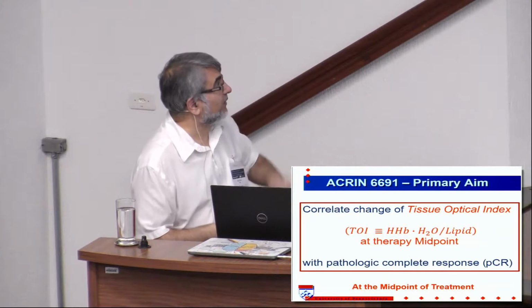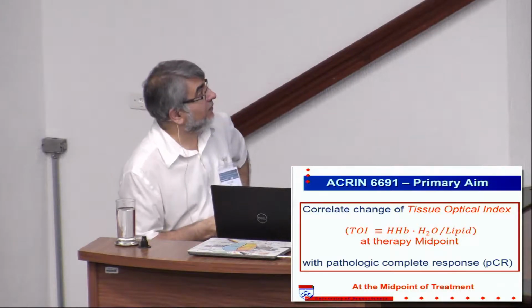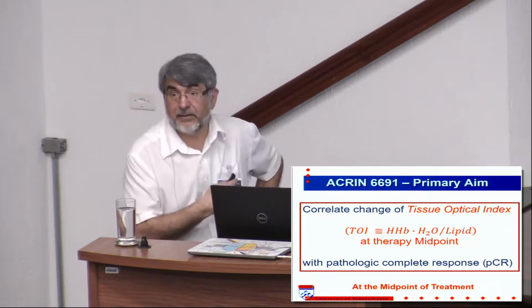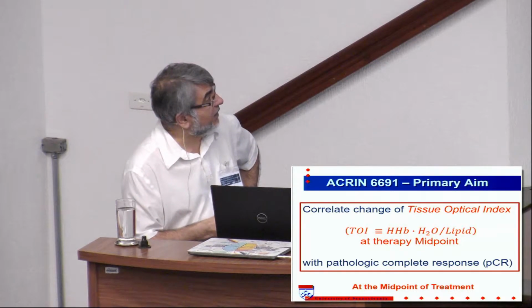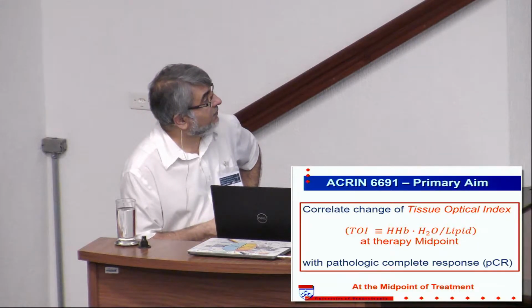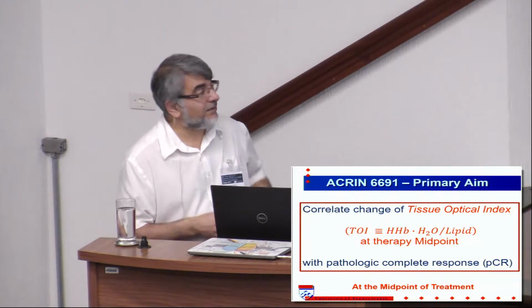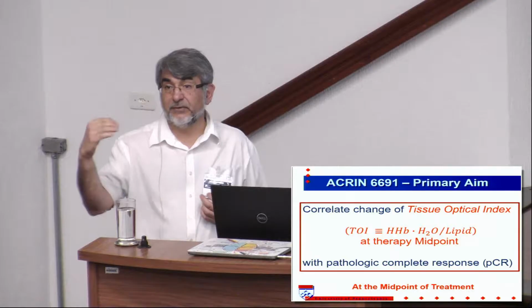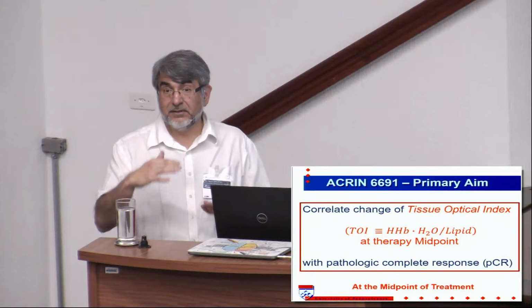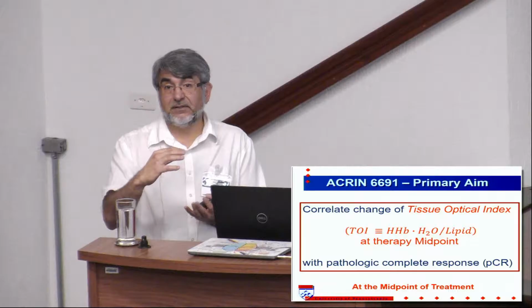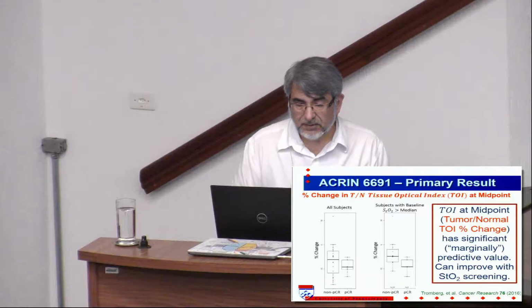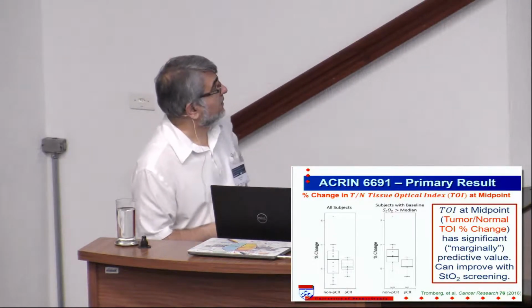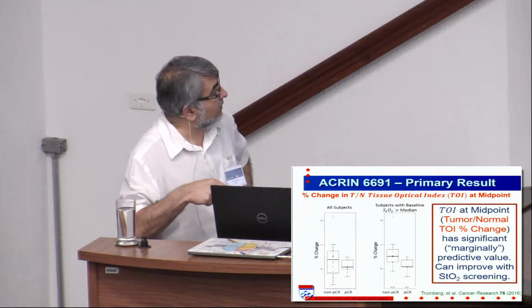For these trials, you have to have a very well-defined goal before you do the measurements, and we had reason to believe this would be a good one, though now I think it wasn't the best one. We looked at the tissue optical index, which relates to deoxyhemoglobin concentration times water concentration divided by lipid concentration at the midpoint. We looked at the value of that in the tumor region compared to the normal tissue, and asked whether that ratio was different for responders compared to non-responders to this chemotherapy. Here's a summary of the result. This is for all of the subjects, non-responders and responders.